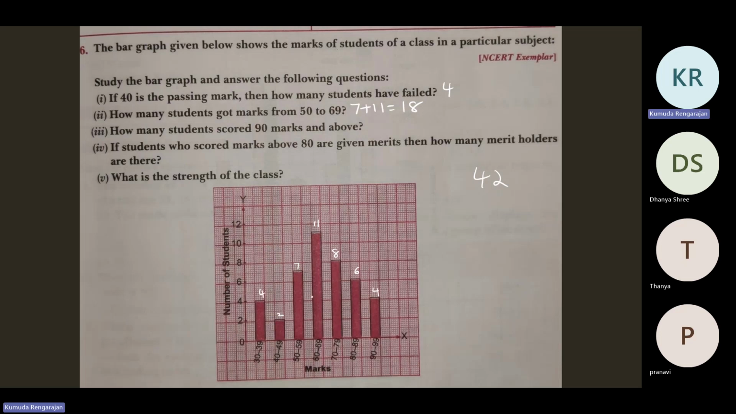How many students scored 90 marks and above? 4, ma'am. Correct. If students who scored marks above 80 are given merits, then how many merit holders are there? 10 students. Correct. 6 plus 4, 10. What is the strength of the class? 42, ma'am.